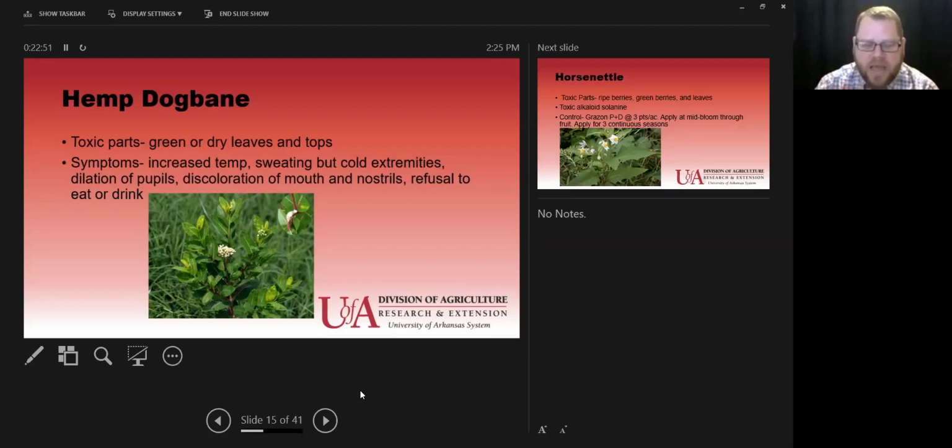Symptoms include increased temperature, sweating but cold extremities, dilation of the pupils, discoloration of the mouth and nostrils, and refusal to eat or drink. So obviously we also see some weight loss going on there. And so it's a weed that we do need to take care of and control in our pastures.